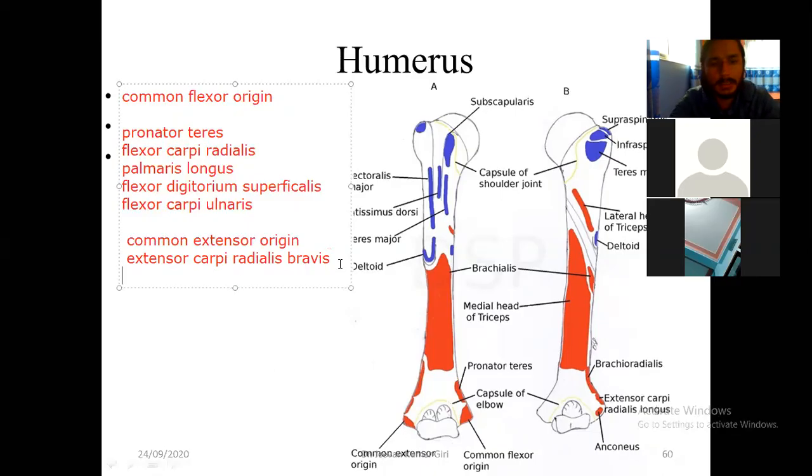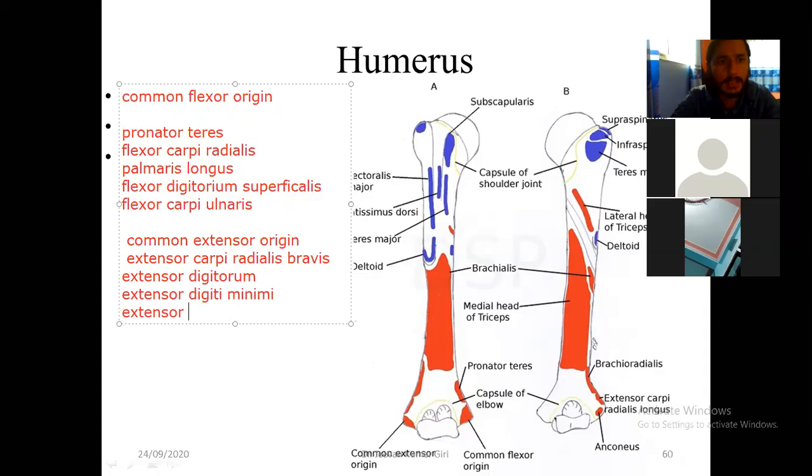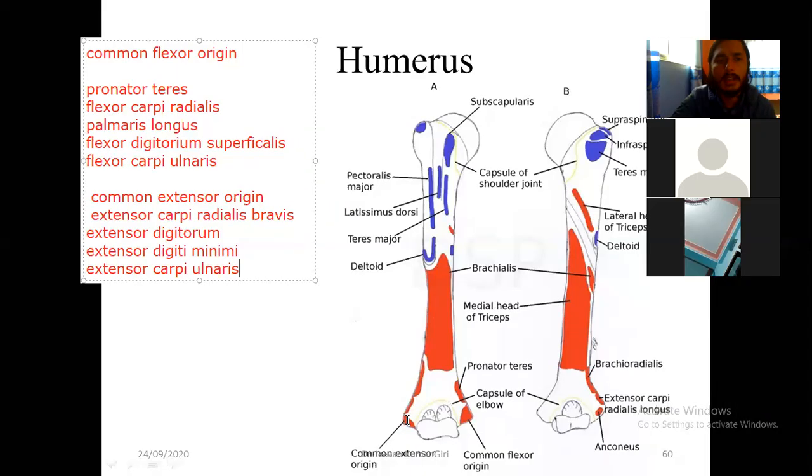Then extensor digitorum, then extensor digiti minimi, then extensor carpi ulnaris. So these are the muscles having the common origin in the lateral epicondyle. Are you getting? Yes, sir. Just write the names.